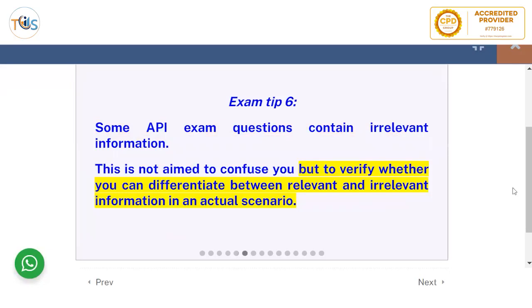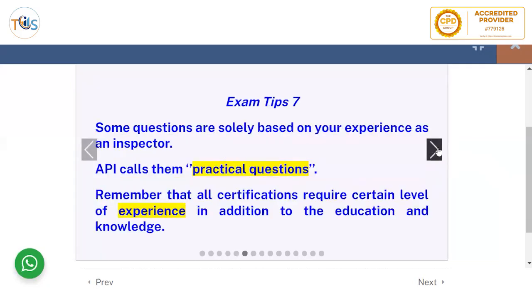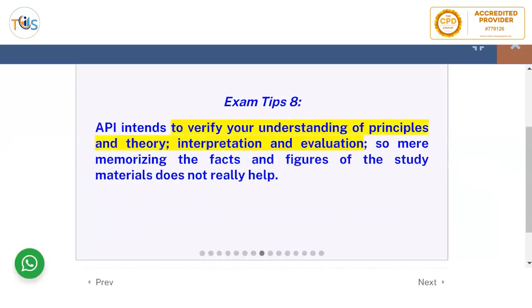Some API exam questions contain irrelevant information. This is not aimed to confuse you, but to verify whether you can differentiate between relevant and irrelevant information in an actual scenario. Some questions are solely based on your experience as an inspector. API calls them practical questions. And remember that all certifications require a certain level of experience in addition to education and knowledge. API intends to verify your understanding of principles of theory, interpretation, and evaluation. So mere memorizing of the facts and figures of the study material does not really help.